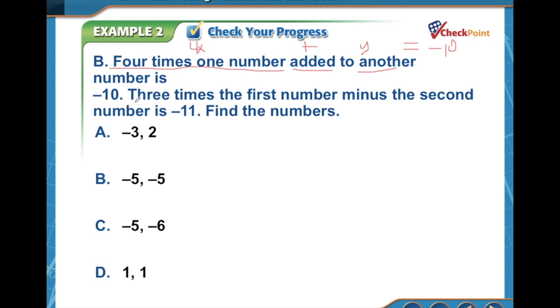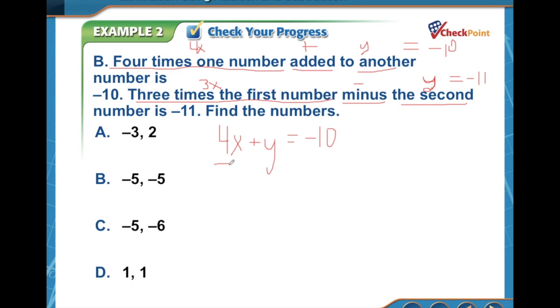Now this phrase, 3 times the first number, that means 3x. Minus means subtract. The second number is y. And then it says is negative 11. So is means equals negative 11. So these are the pieces given from the words, and now we can write those equations. So I'll write it a little bit neater and all together here. So I have down 4x plus y equals negative 10.